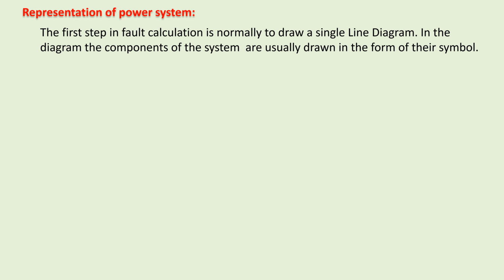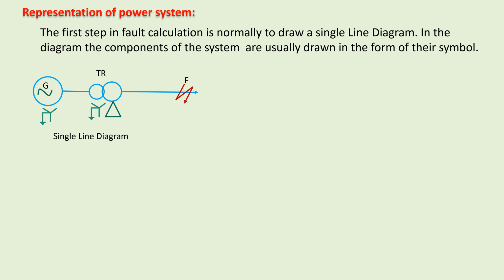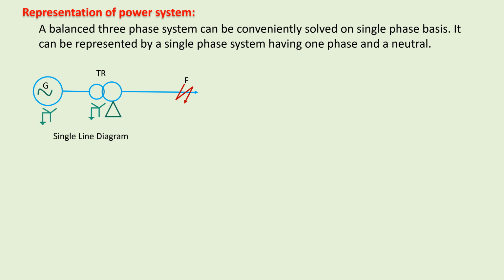The first step in fault calculation is normally to draw a single line diagram. In the diagram, the components of the system are usually drawn in the form of their symbols. A balanced three-phase system can be conveniently solved on a single-phase basis. It can be represented by a single-phase system having one phase and a neutral.